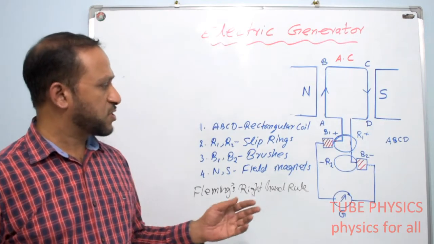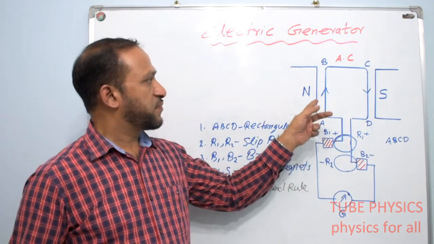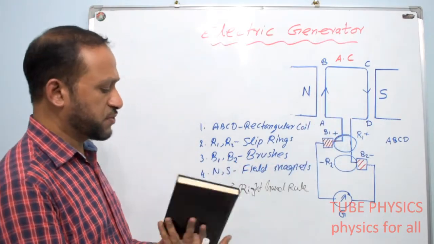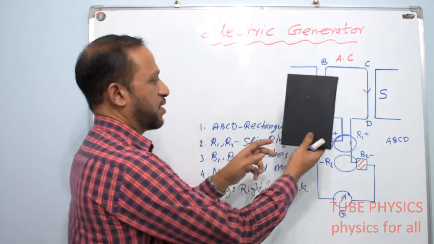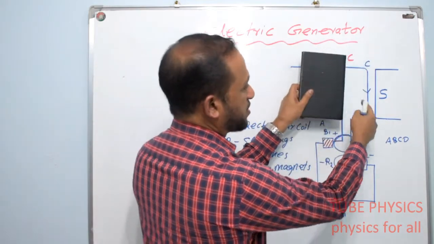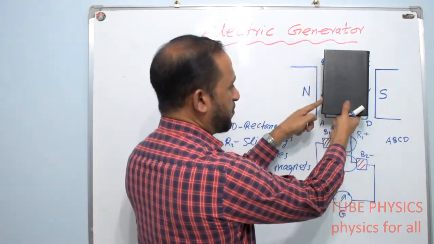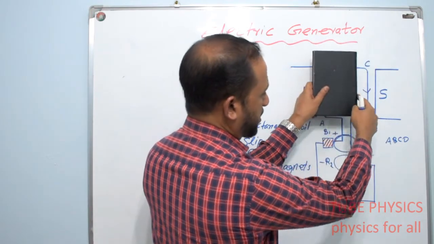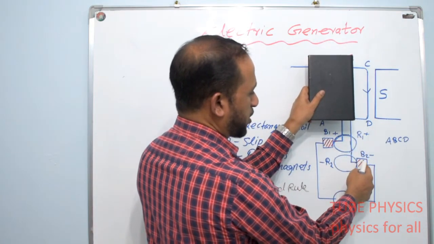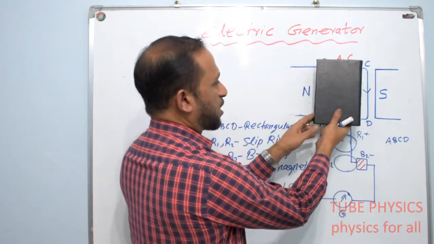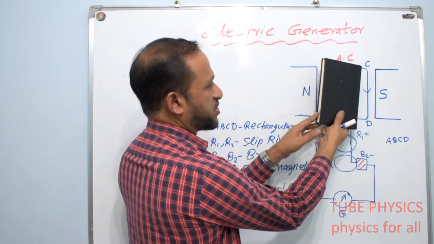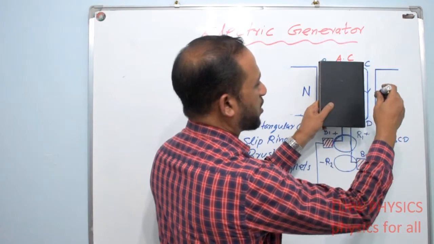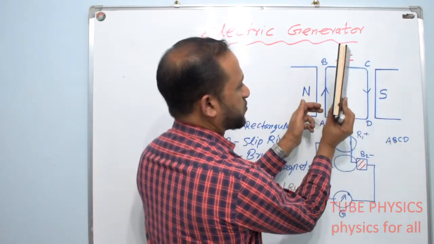Now we can see how the direction of current changes from the rotation of the rectangular coil itself. Suppose this is the rectangular coil and this side is the side AB and this is the side CD. The side AB is connected through this wire to the ring R1 and the side CD is connected through this wire to the ring R2 and to the brush B2. Suppose the armature or the rectangular coil is rotated in this direction. So the side AB is coming out of the board and the side CD is going into the board if it is rotated this way.